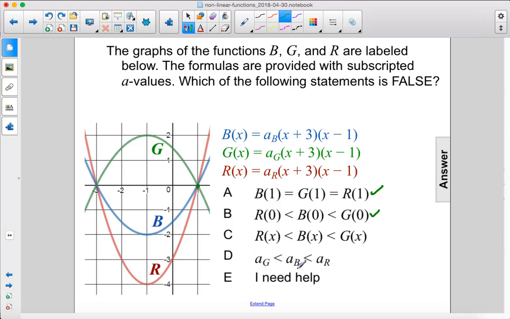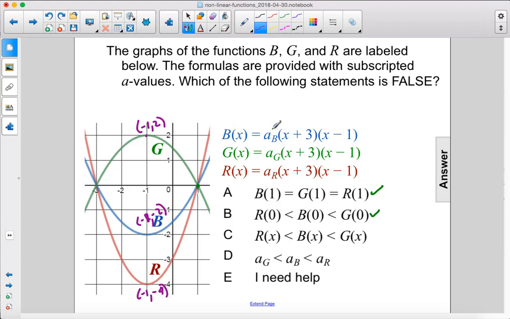We can actually solve for these coefficients because we know the vertexes of each of these graphs. Here, the vertex is -1, 2. Here, it's -1, -2. And here, it's -1, -4. So using these x and y values, we can solve for the a portion here.